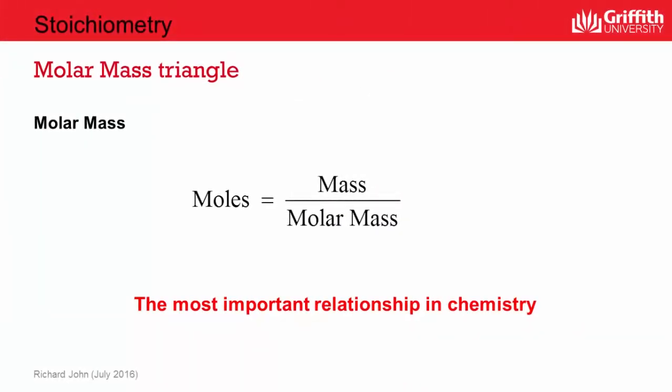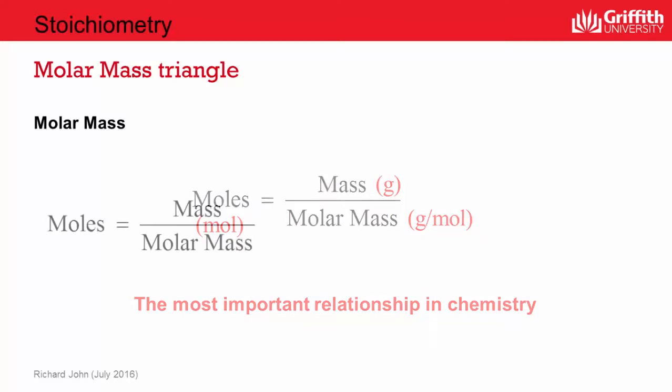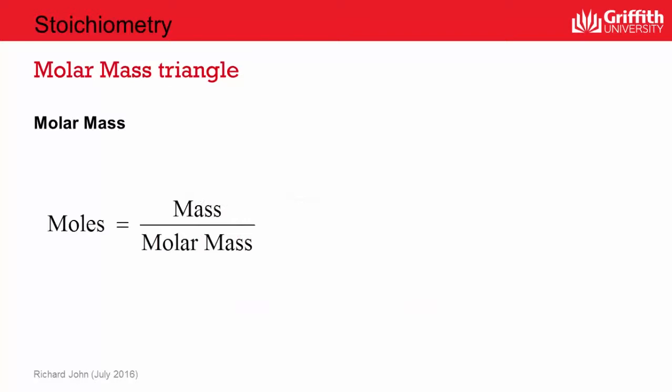Moles equals mass on molar mass. This is the molar mass equation. It's the most important relationship in chemistry. And when we're using it, please never forget the importance of the units. The units for moles being moles, the units for mass being grams, the units for molar mass being grams per mole. And we've seen that there's three different versions of this equation.